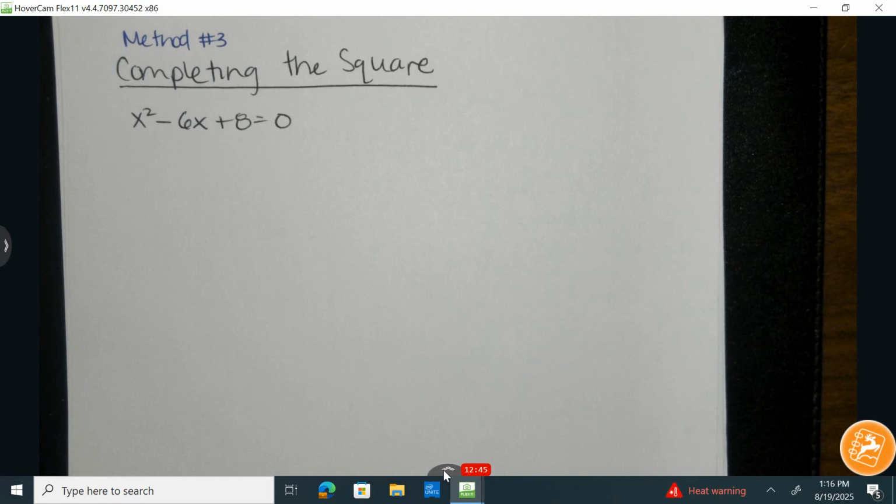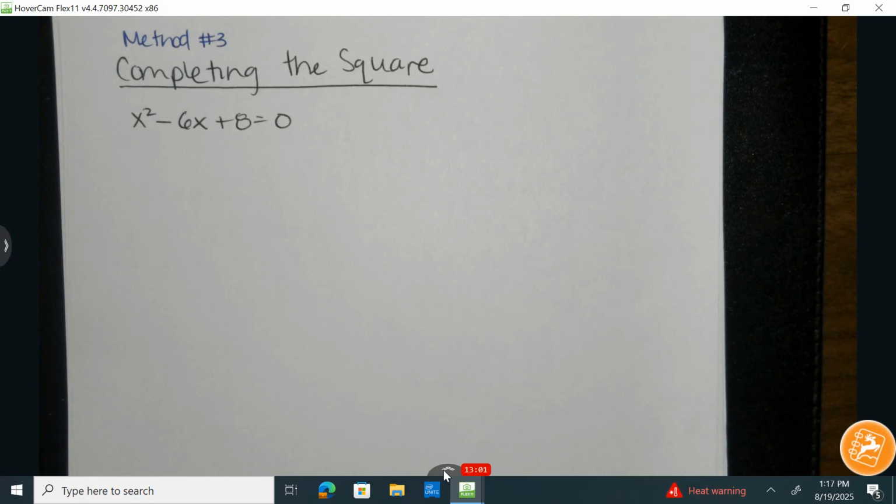The third method is called completing the square. Completing the square is taught in Algebra 1-2. It should be taught in Algebra 3-4 by your teacher. And it's often the most confusing for a student. It's one of those procedures that for a lot of students, you have to do it multiple times in a row, and then it begins to click.